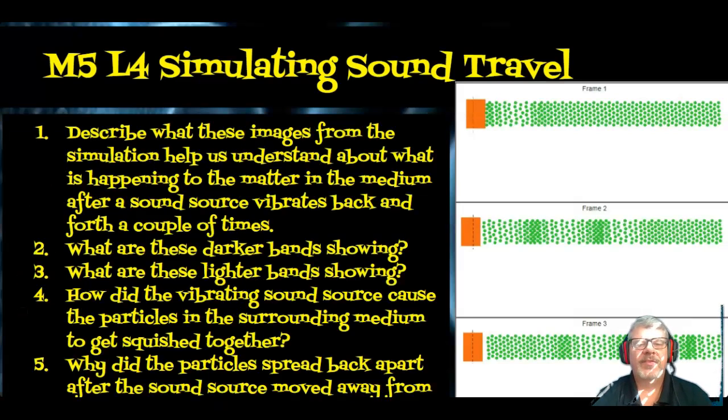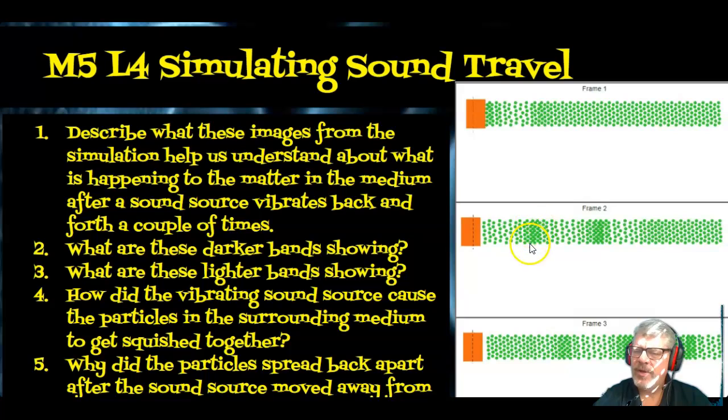The next thing they want you to do is describe the images from the simulation. These would be still shots of what you just saw. And they want to know what the darker bands are called. This is a compressional or longitudinal wave. In a compressional wave, you have areas of matter that are all bunched up. As this moves forward, it pushes these molecules together and makes a denser area, and that's called a compression. When this pulls back away, the matter goes with it, and it makes areas that are not very dense, where the molecules are spread out over a larger area, and those are rarefactions.